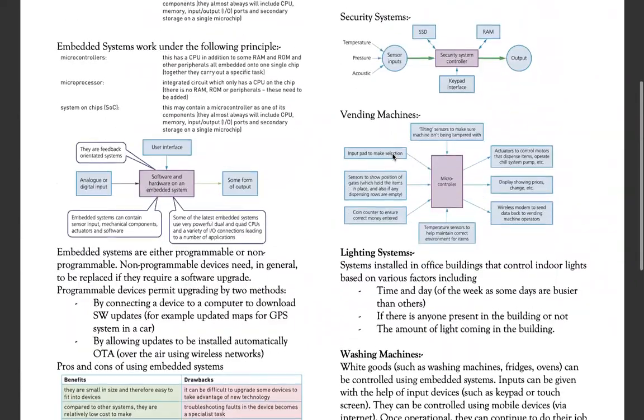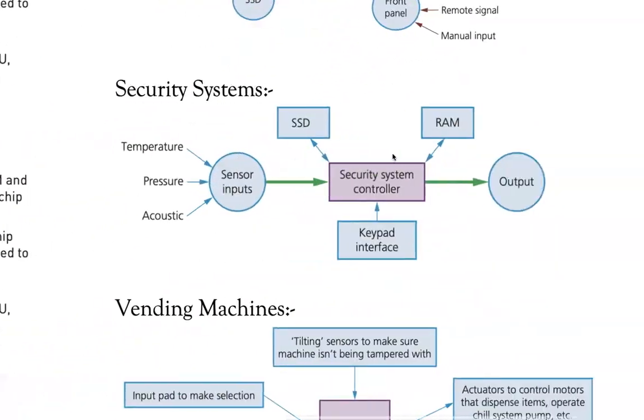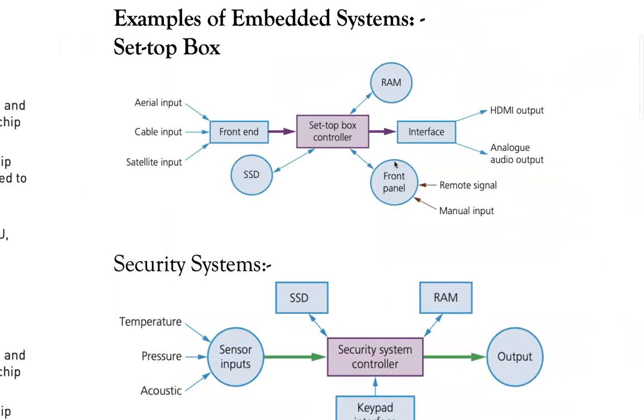Apart from that, there are some examples mentioned here regarding embedded systems. We have set-top boxes that allow you to control your recording of live transmissions on the TV. The set-top controller requires some input from your cable.